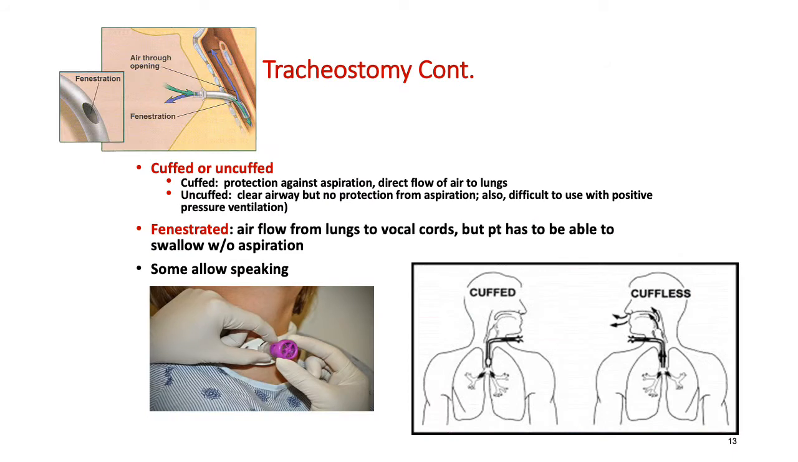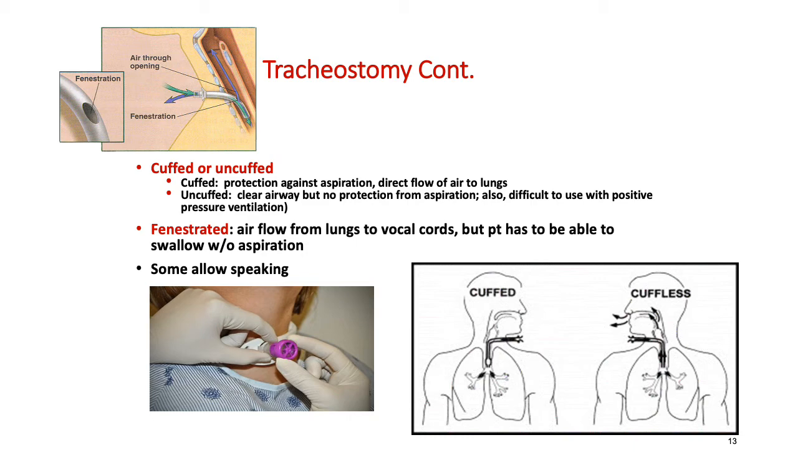So we'll look a little closer at cuffed versus uncuffed tubes. Again, the tracheostomy tube is cuffed to protect against aspiration of gastric contents, or aspiration of secretions from the patient's mouth. It also provides a direct flow of air to the lungs. If you can take a look at the image on the bottom right of the screen. In the first image, the patient has a cuffed tube. So just think of them being connected to a ventilator.